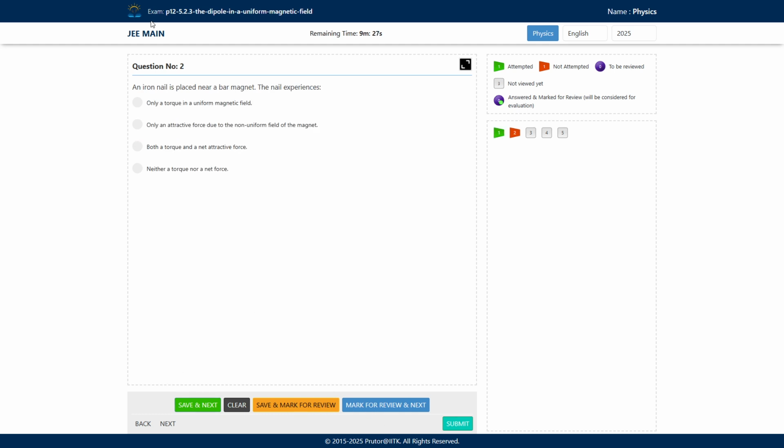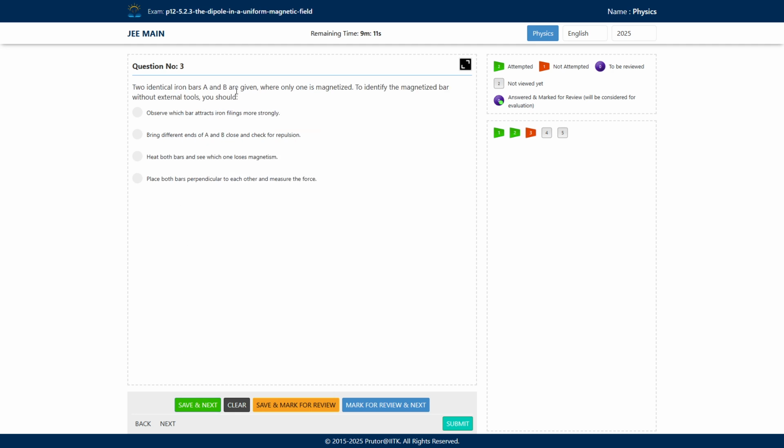I am marking randomly now due to the time shortage. An iron nail is placed near a bar magnet. The nail experiences both, we have discussed it, both a torque and a net attractive force.